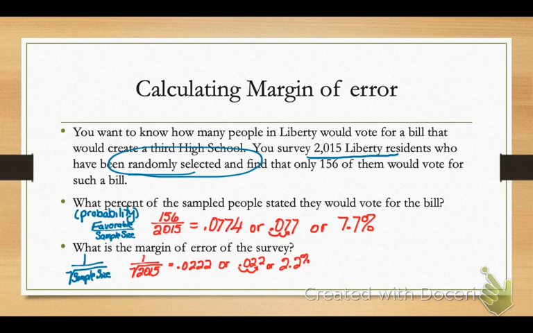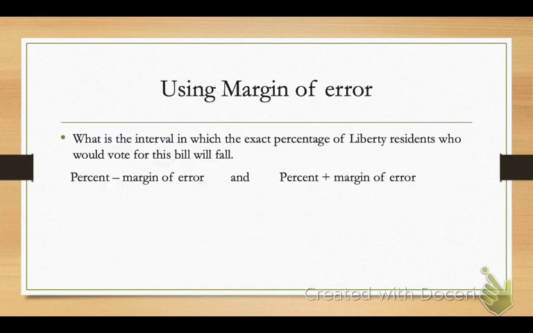Now, this is how you calculate margin of error. I'm going to ask you to do this multiple times on your practice and on your quiz. Then I'm also going to ask you to use your margin of error. Sometimes I'll ask you to calculate it and use it, and sometimes I will give you the margin of error, and then you will use it. And what I'm going to ask you is, what is the interval in which the exact percent of Liberty residents who would vote for this bill will fall?